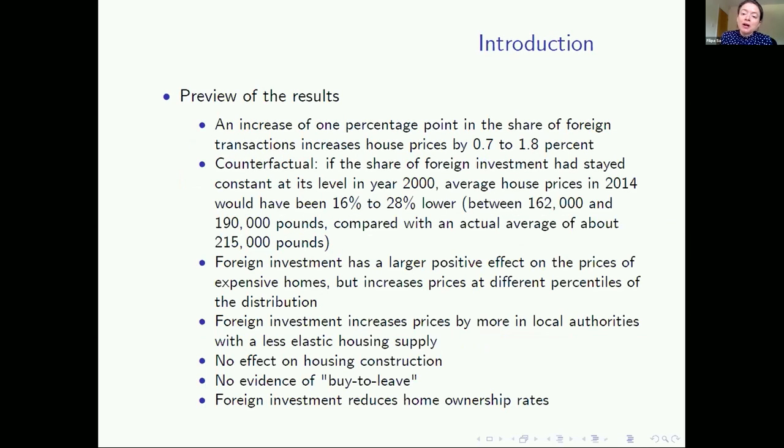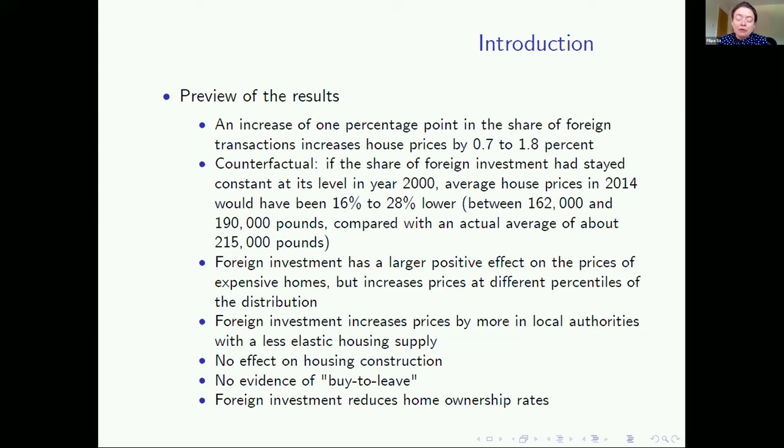So I will preview the results in case I run out of time to cover all the different outcomes. I find that there is a positive effect of foreign investment on house prices. If there is a 1 percentage point increase in the share of foreign transactions, house prices increase between 0.7 and 1.8%. I also do a counterfactual where I keep the share of foreign investment constant at the level it had in year 2000. If foreign investment had been constant at the same shares it had in year 2000, average house prices in 2014 would have been between 16 and 28% lower.